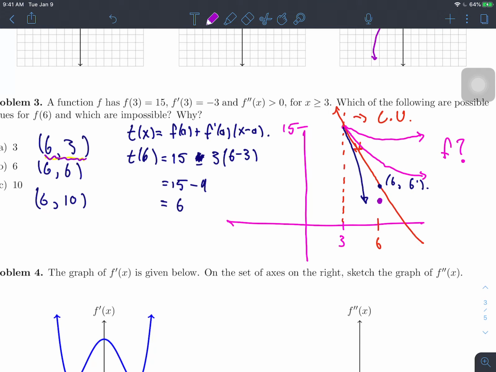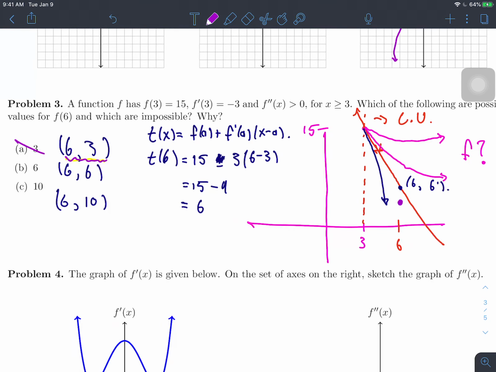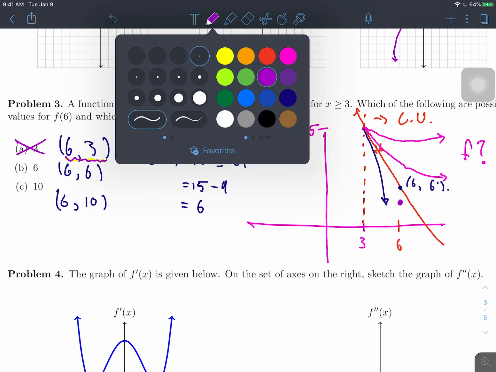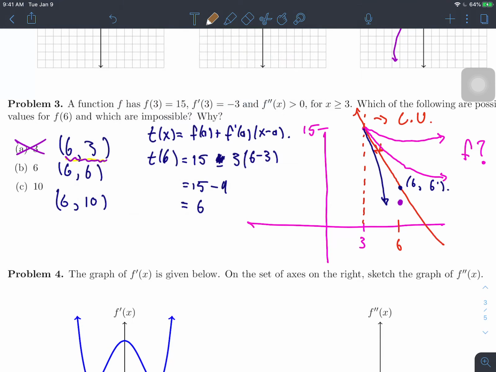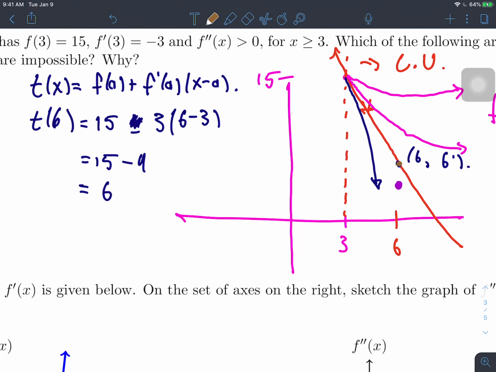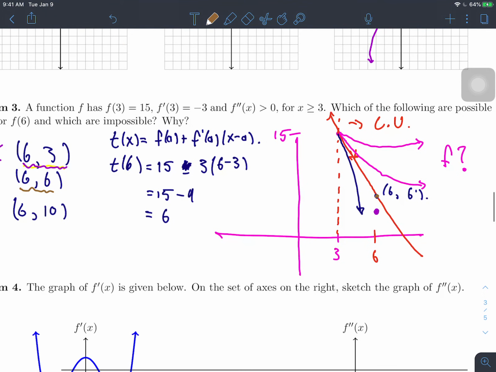No, because we would have to pass beneath this tangent line, in which case we would have to be concave down for some period of time, which we know doesn't happen. So A is out. We'll use brown to do 6 comma 6. So 6 comma 6 is actually the point on the tangent line. Could we pass through that point?